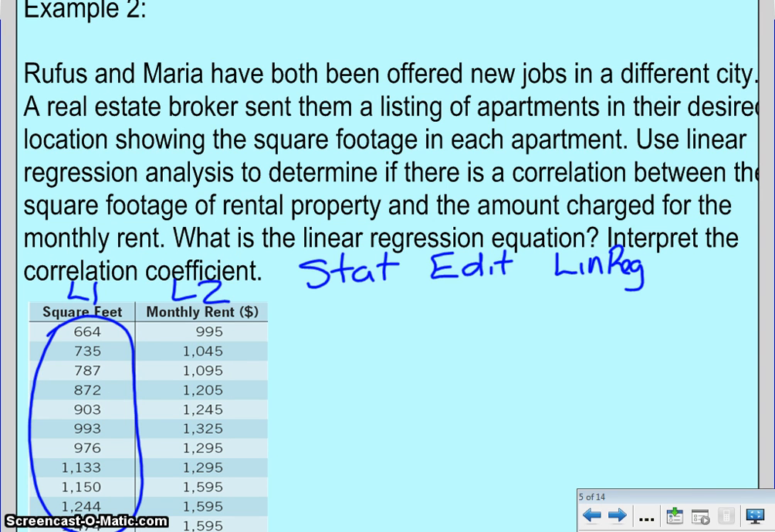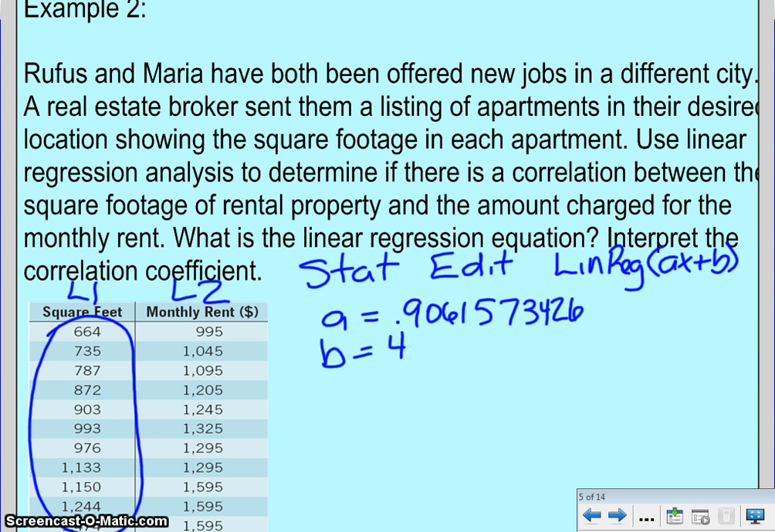And then it says in parentheses AX plus B. And I need you to hit enter and then hit enter again. And what you're going to get there is it'll tell you A equals 0.906157342, which we're going to round in a second. And B, I'll go ahead and round that out right now, was 403.087. So we know from the indicator here that the equation is y equals ax plus b.